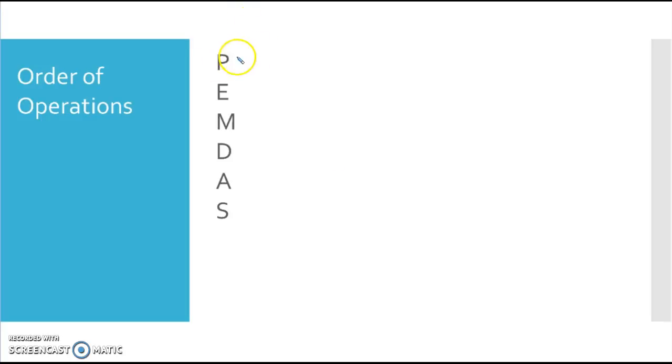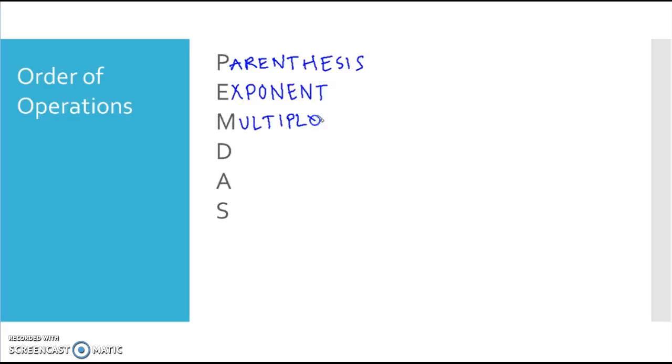So the P stands for parentheses. You always start with whatever's in parentheses first. E is for the exponent. M is for multiply. D is for divide. A is add, and S is subtract.